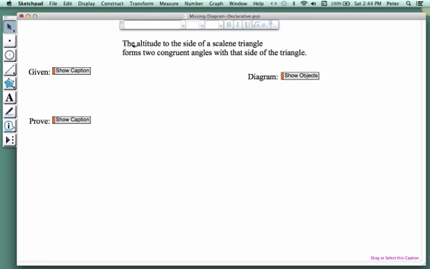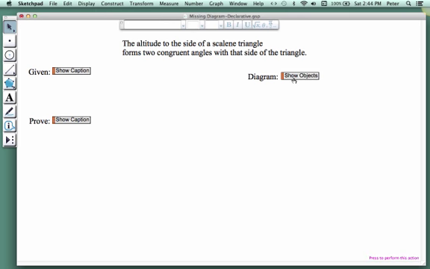So I know that I'm dealing with an altitude to the side of a scalene triangle. That's going to be given. And what I'm going to have to prove is that that altitude forms two congruent angles with the side of the triangle that it's drawn to. Okay, once again, we have our givens and our proof statements over on the left, our diagram on the right, and we start off with the diagram.